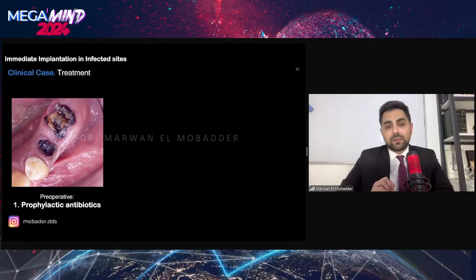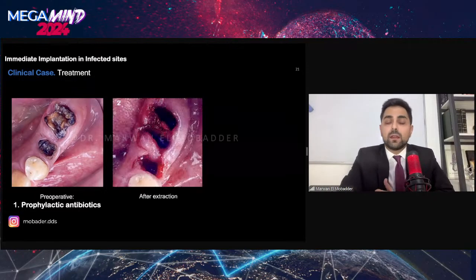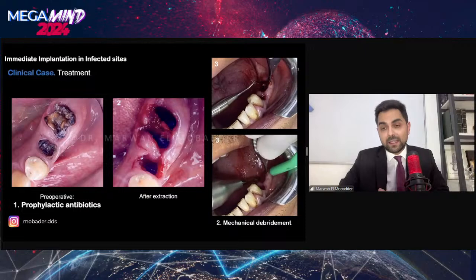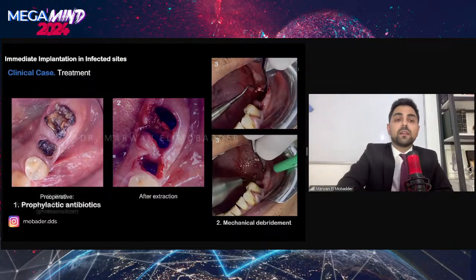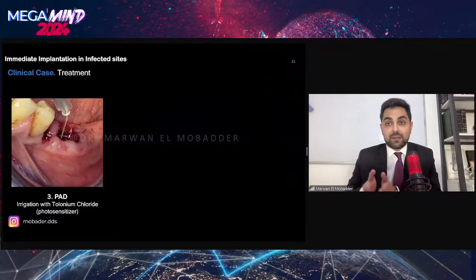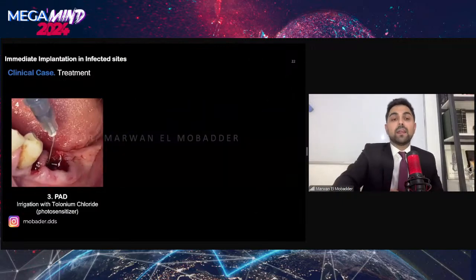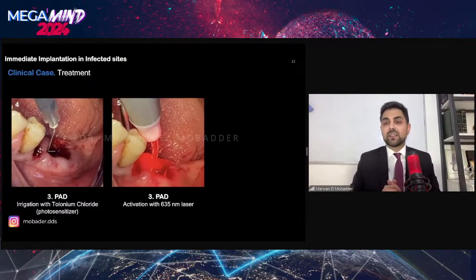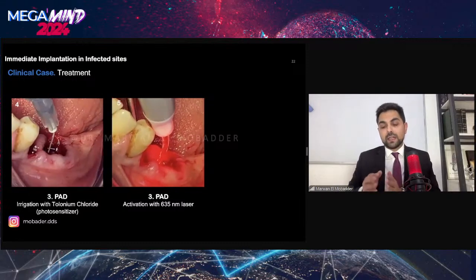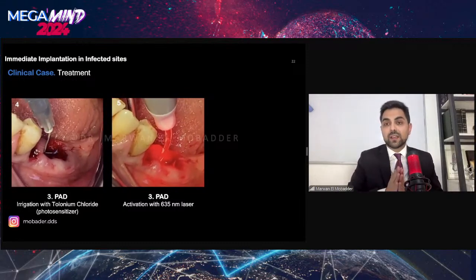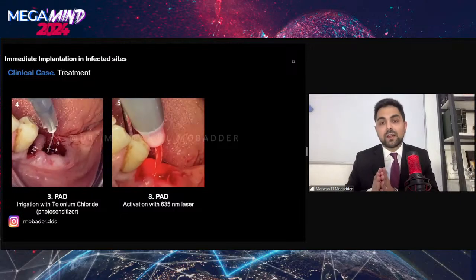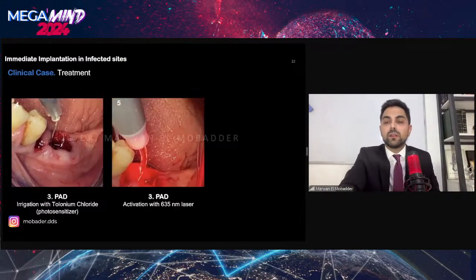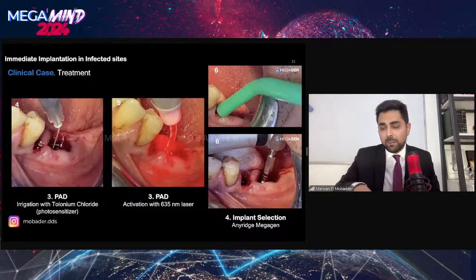First step is to give prophylactic antibiotics, atraumatic extraction, manual and ultrasonic mechanical debridement, then to use toluidine chloride as a photosensitizer in this case, and then after a wait of 1 to 1.5 minutes, activate the toluidine chloride with a 635 nanometer wavelength. Of course, the choice of photosensitizer and the choice of the wavelength of the light must be really studied if you want to have positive results. And finally, to put an implant, so implant selection.